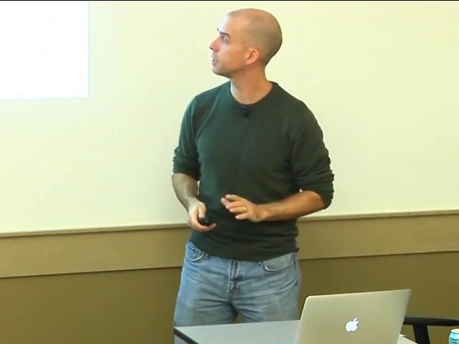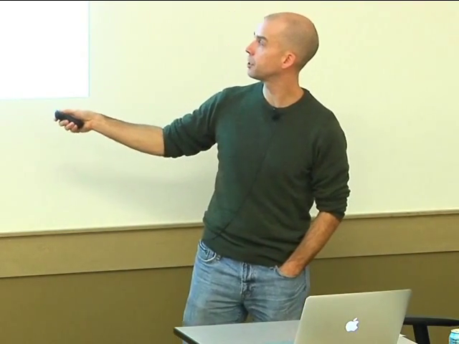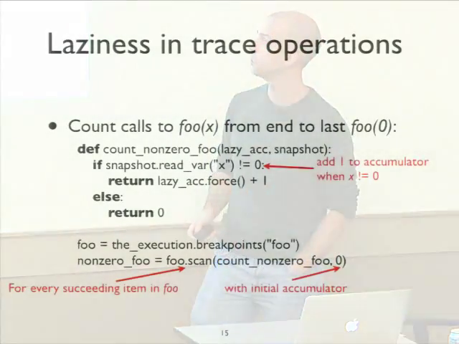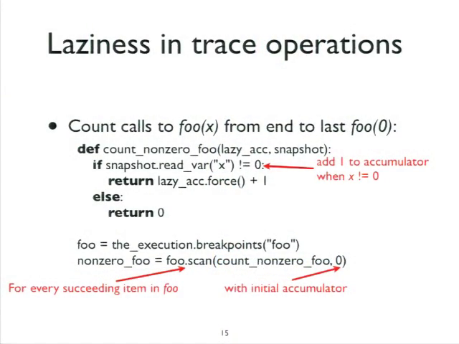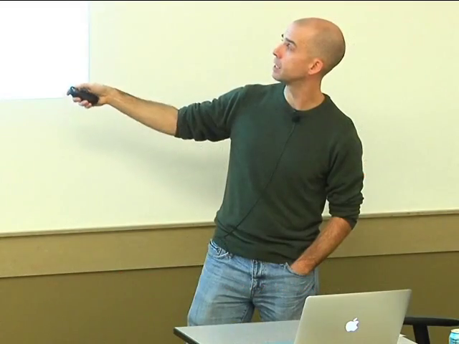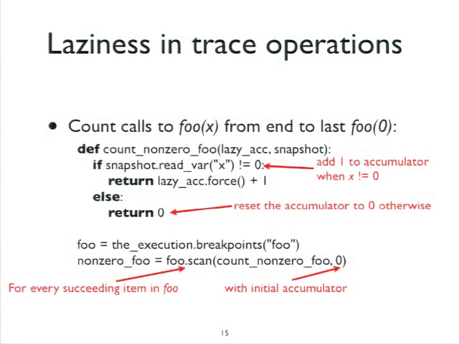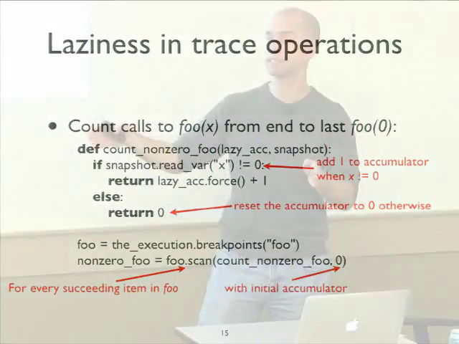Okay, so what this is going to do is first of all create the execution breakpoints for foo. It's then going to call scan and call this function with a non-zero foo, and the accumulator is going to be 0, so it's doing the fold. Inside of the fold, it's going to read the variable for the snapshot x, and if it's not 0, then it's going to increment the accumulator by 1, which is right here. Otherwise, if it is 0, then I need to reset the accumulator because now I've seen a foo 0. So I only want to count the things that happen after the last foo 0. By the time I get to the end, I've reset the accumulator the last time, and I've only ended up counting the calls to foo after that last reset.